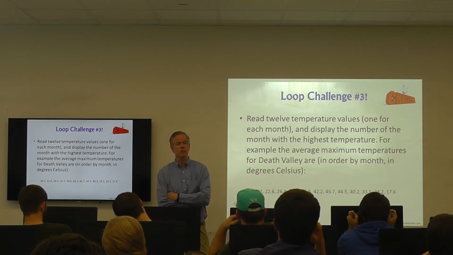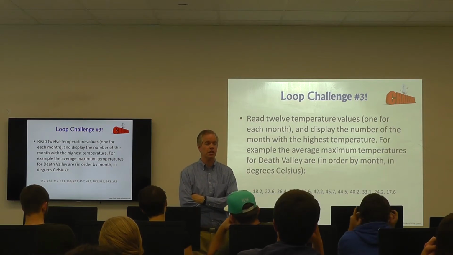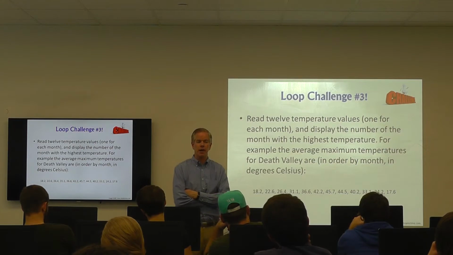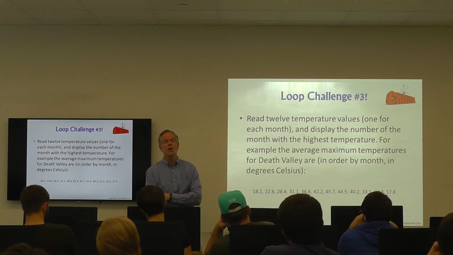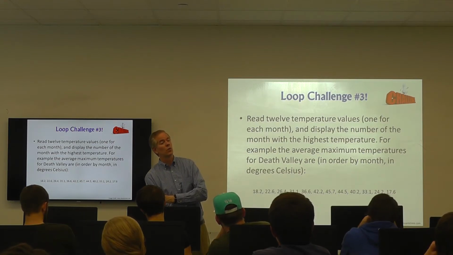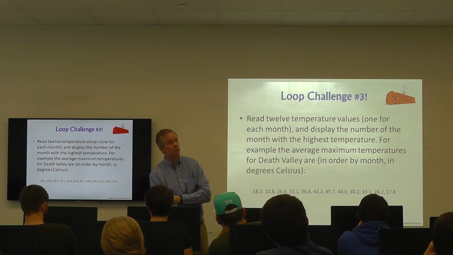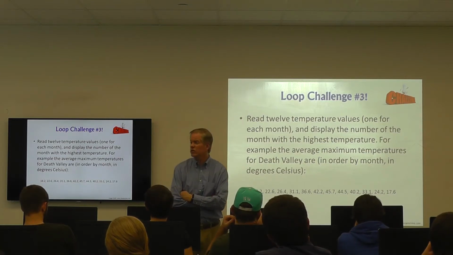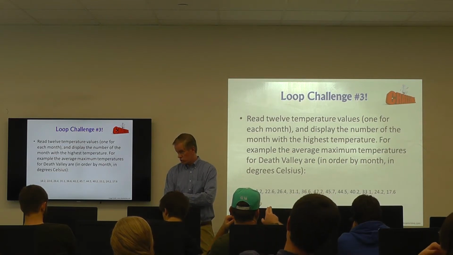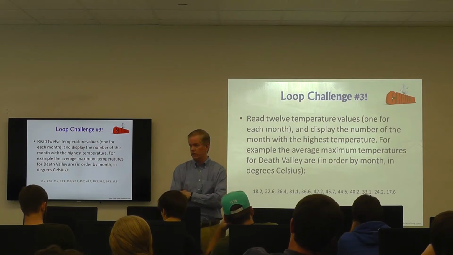Do we know how many times we're going to loop? 12. Seems like we should set up a for loop to loop how many times? 12 times. Fantastic. Okay. So that would be for loop variable in range from 1 to 13 would do it, or 0 to 12, right? Starting at 0. Okay.